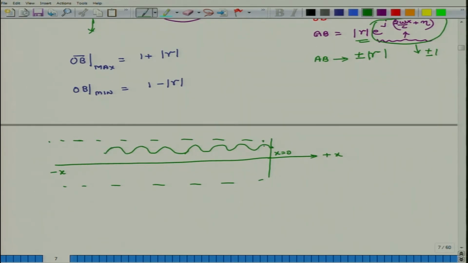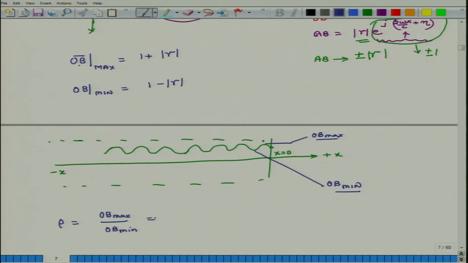Okay. And what is going to be the maximum value of this? This is going to be OB max, and this is going to be OB min. What that means is that if I know OB max and OB min, let us say that rho is equal to the ratio of OB max and OB min.